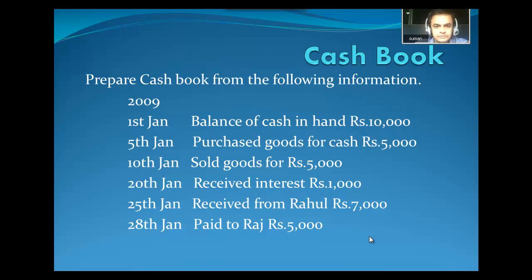On 5th January purchase goods for rupees 5,000. On 10th January sold goods for rupees 5,000. On 20th January received interest rupees 1,000. On 25th January received from Rahul rupees 7,000, and on 28th January paid to Raj rupees 5,000.